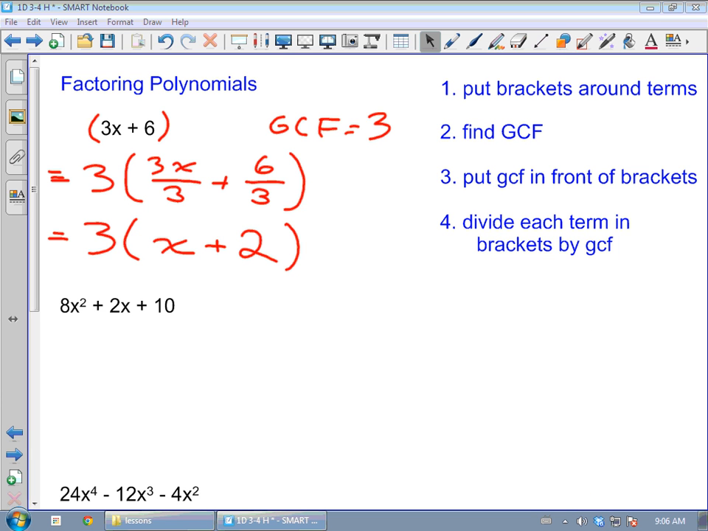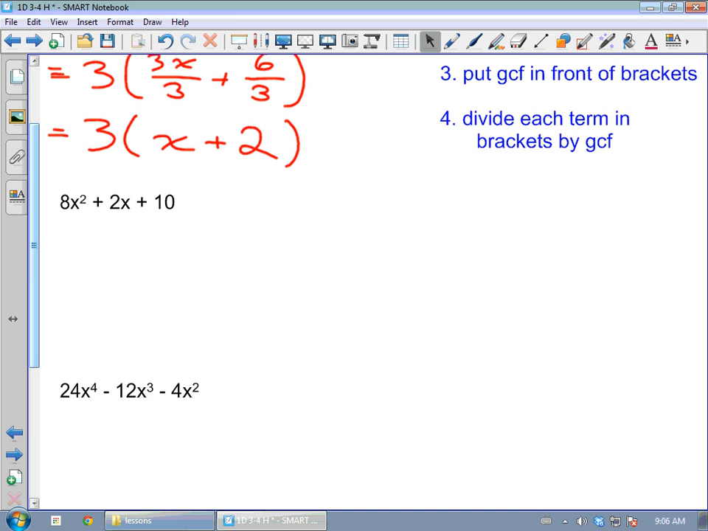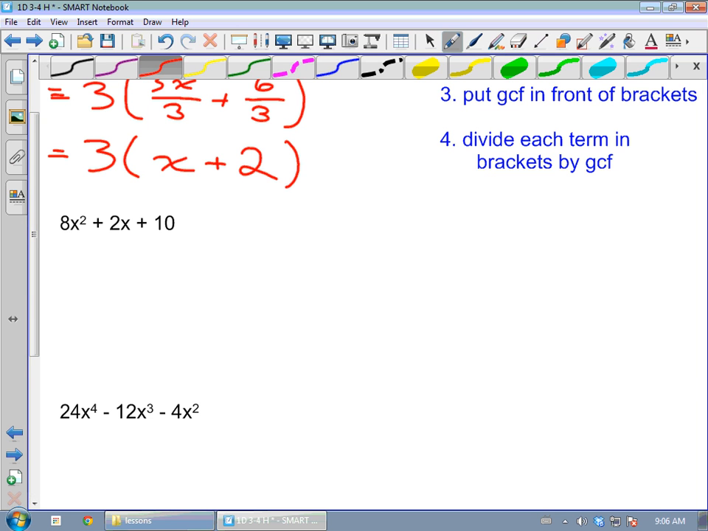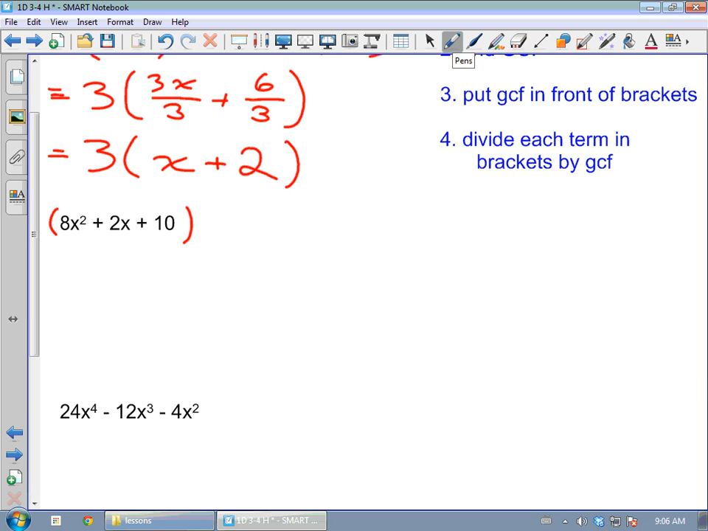Okay, let's try our next example here. We've got 8x squared plus 2x plus 10. First thing we want to do is say, okay, these are the terms. This is the polynomial here that we are going to factor. We want to first find our greatest common factor.